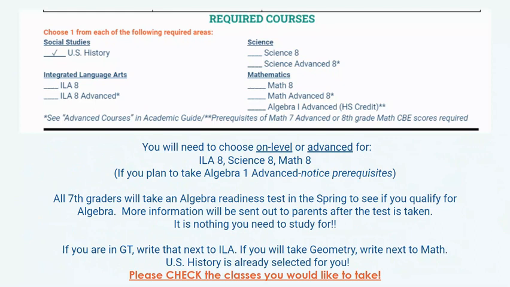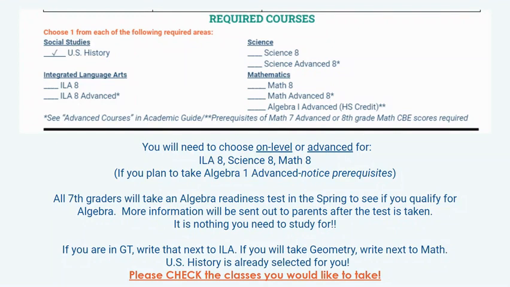All 7th graders will take an algebra readiness test in the spring to see if you qualify for algebra. More information will be sent out to parents after the test is taken. This is nothing you need to study for. At this time, you'll select the course you think you need to be in for math next year. However, we'll revisit this when we get the recommended classes after you take the test in the spring. Parents and students, watch for more information regarding this after the testing.